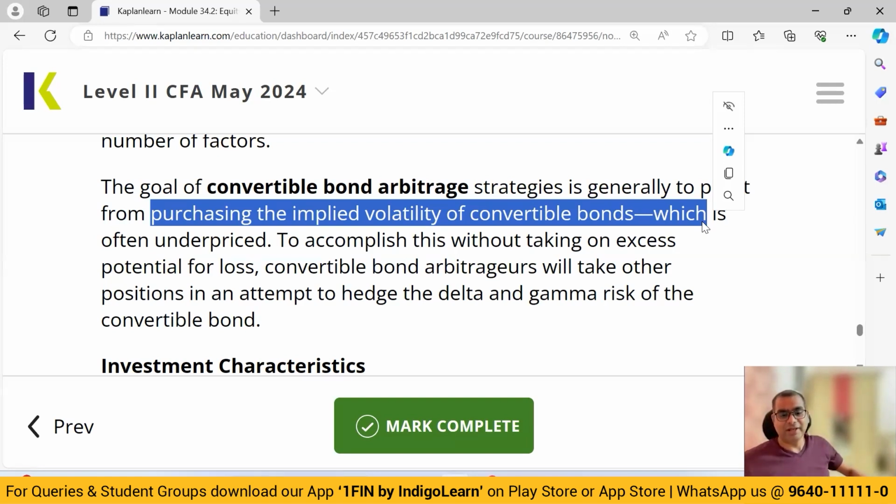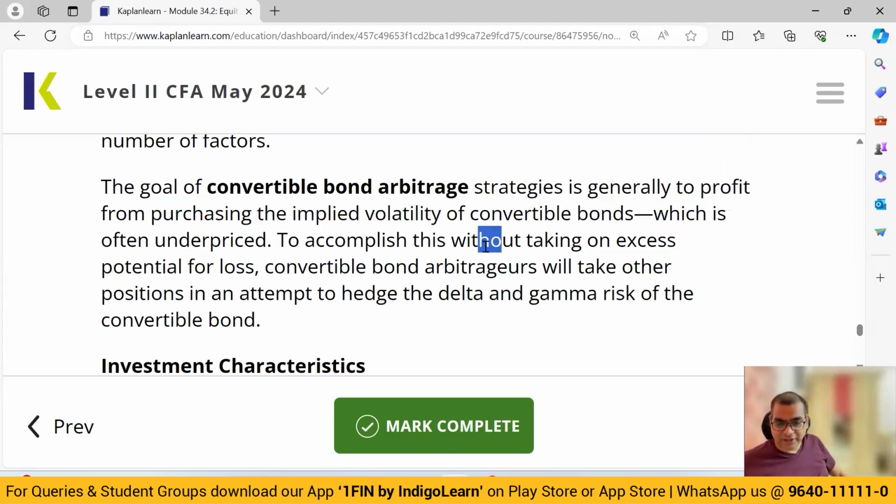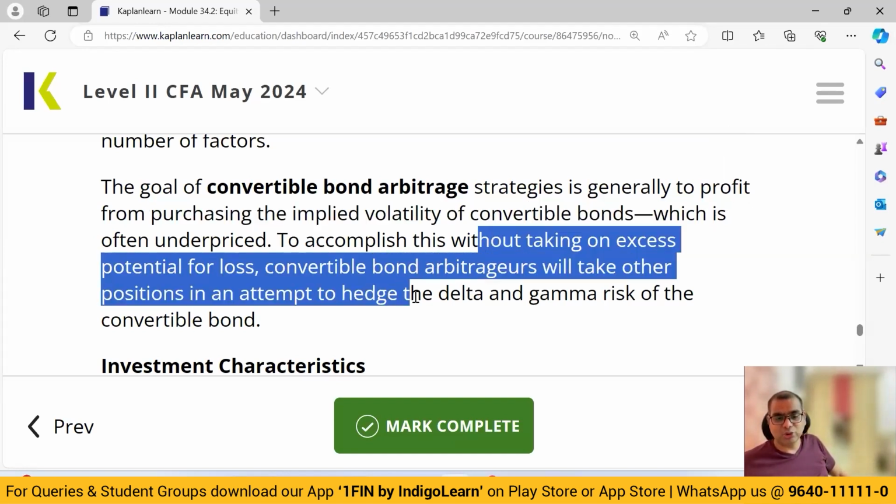Okay. Now, to accomplish this without taking on excess risk, they will do delta hedging. You remember we were discussing delta hedging and gamma, delta and gamma.